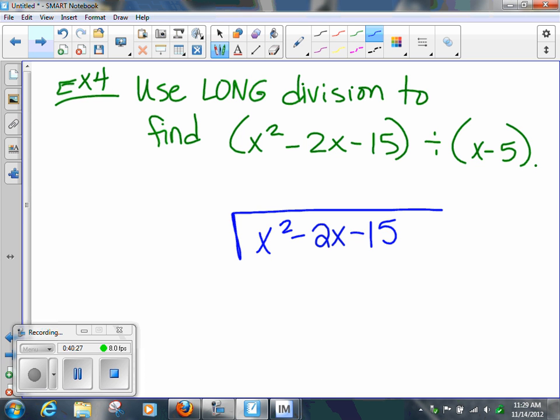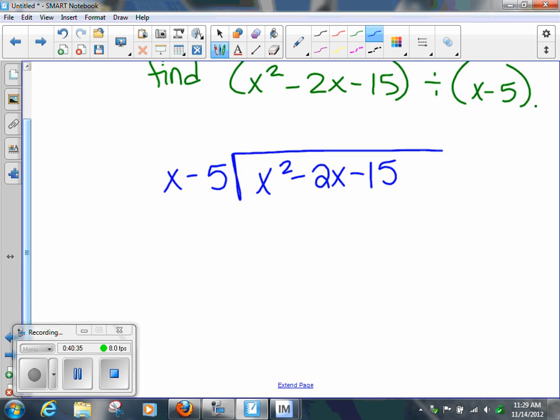What goes on the outside of the house? X minus 5. Here we go. Check this out. You got to watch. X goes into x squared how many times? Let's think of it this way: x times what gives you x squared? X. It has to go over the x term. So I'm going to put x here.